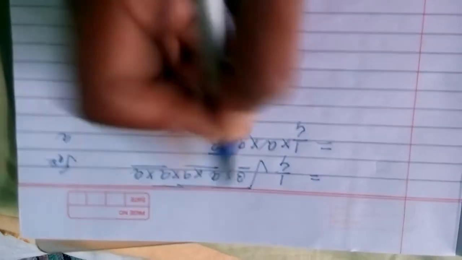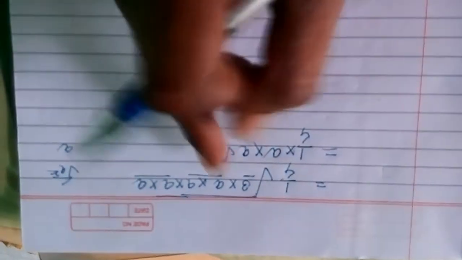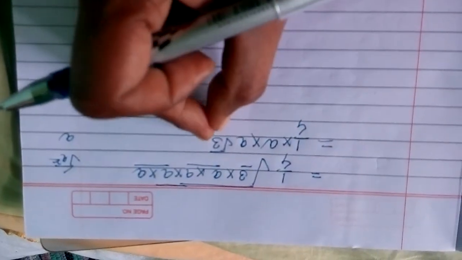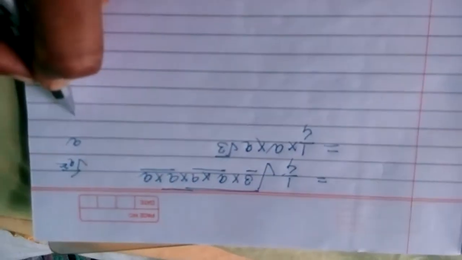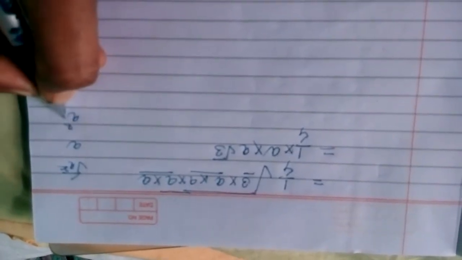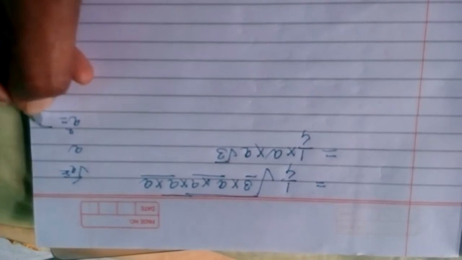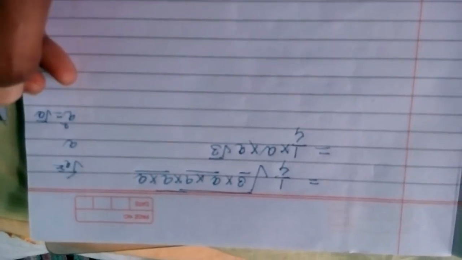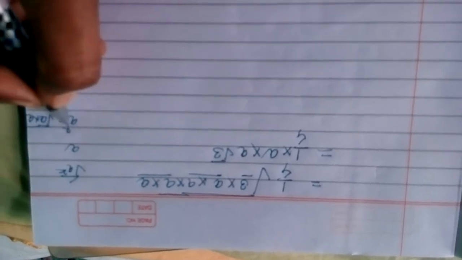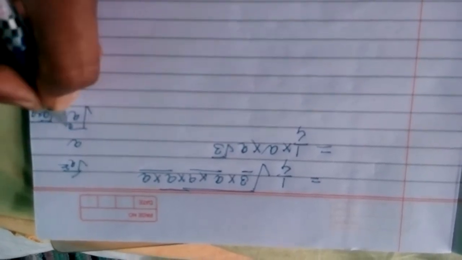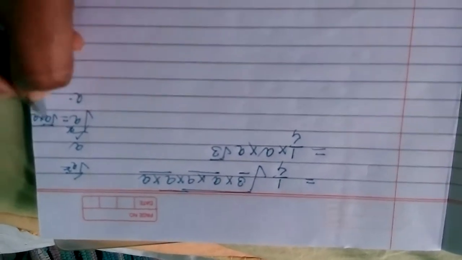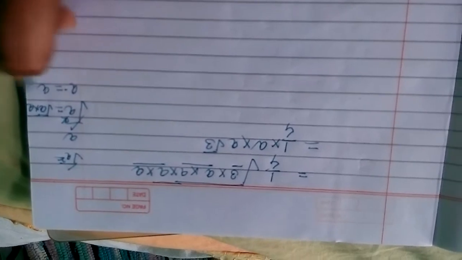Now root 3 is single, so I cannot take this out of the square root. I can say simply that the value of root 3 is root 3. Because a square under root a into a, sorry, a square under root means this will cancel with this, and you are left with a, or under root a into a is a.